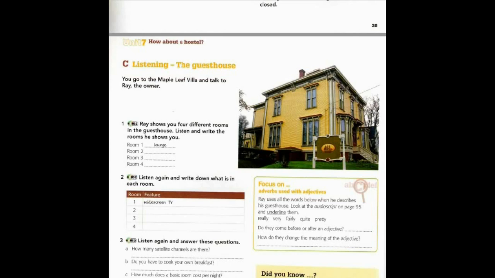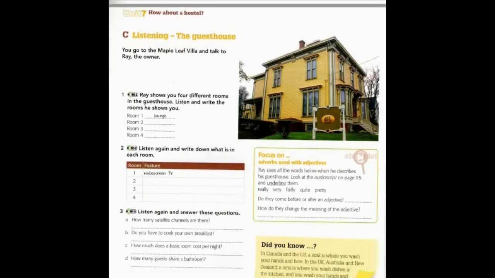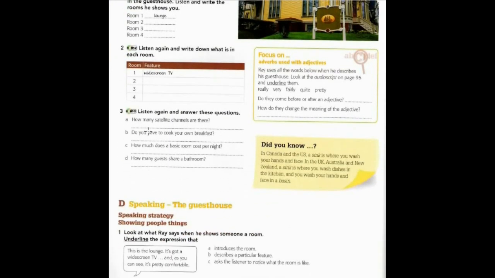Okay, and we can answer that. Power shower and plenty of towels are available in the bathroom, right? So listen again and answer these questions. There are some questions that we need to answer. For example, how many satellite channels are there? It's very clear. He said 30 channels, 30 satellite channels.